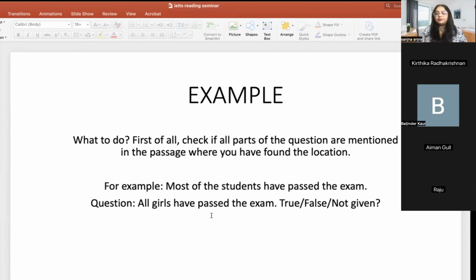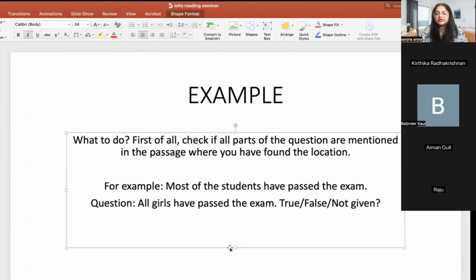Now we are having one more example, and for this I want you all to give me your answers. I am saying a statement, most of the students have passed the exam. And the question is, all girls have passed the exam. So what the answer will be? So I'm saying that the statement is, most of the students have passed the exam. And my statement is that all girls have passed the exam. So what do you think is the answer? True, false, or not given?